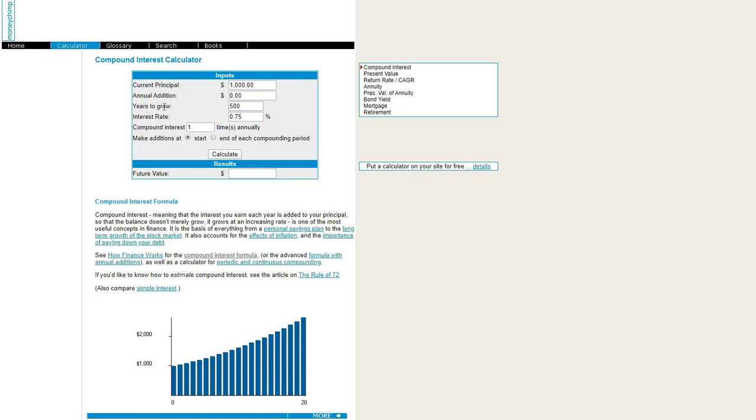So years to grow, ignore that. This isn't years. This is going to represent how many trades we take, okay? So let's say we take 500 trades, okay? So we're going to be taking 500 trades, and each one of these trades we're going to try to average about 0.75% gain, and that's going to represent our interest rate, okay? So we're going to take 500 trades, and on average, we're going to gain 0.75% on these 500 trades. All right. Now, let's hit calculate and see what happens.